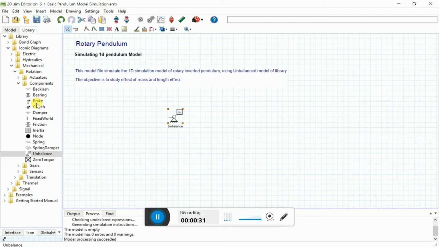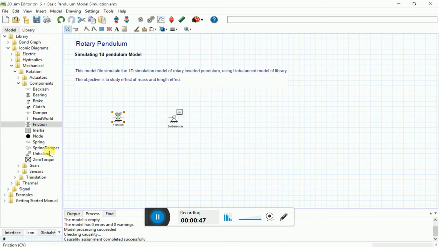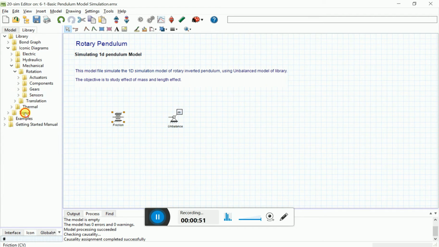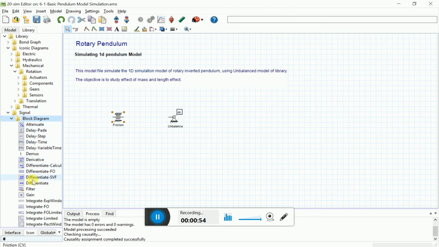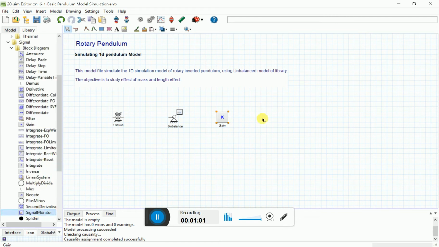Next, we can also drag and drop either a friction model or a bearing model. So I drag and drop a friction model in CV format, okay, and a gain block. For the gain block, I go to signals, block diagram, and a gain block. I also look for a signal monitor so that I can display the outputs.